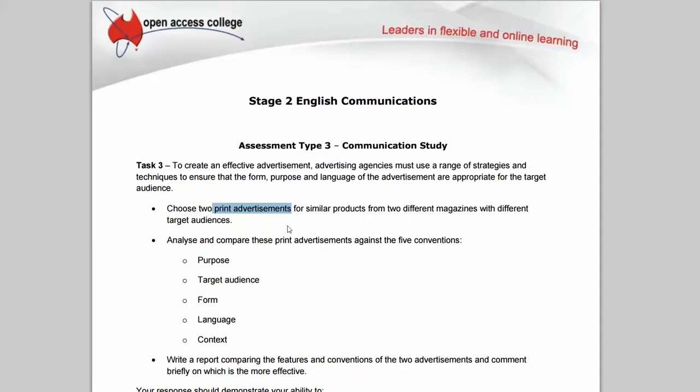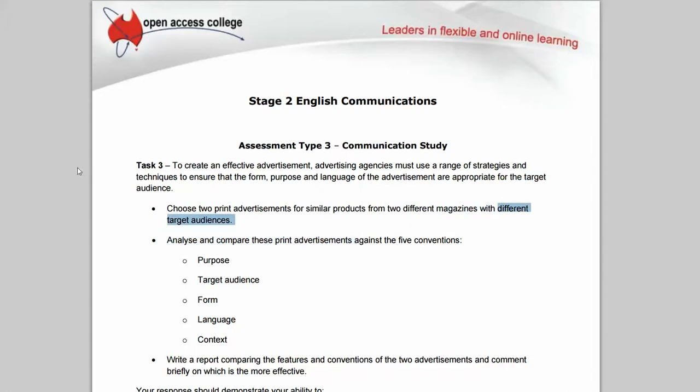So the answer is no, you can't do internet, no, you can't do newspaper, no, you can't do radio. It is print advertisements. So that's point number 1. Point number 2, it's from 2 different magazines, which is why I'm giving you the warning about this now, so you can start looking, and in a second I'll show you what I mean. But the magazines must have different target audiences.